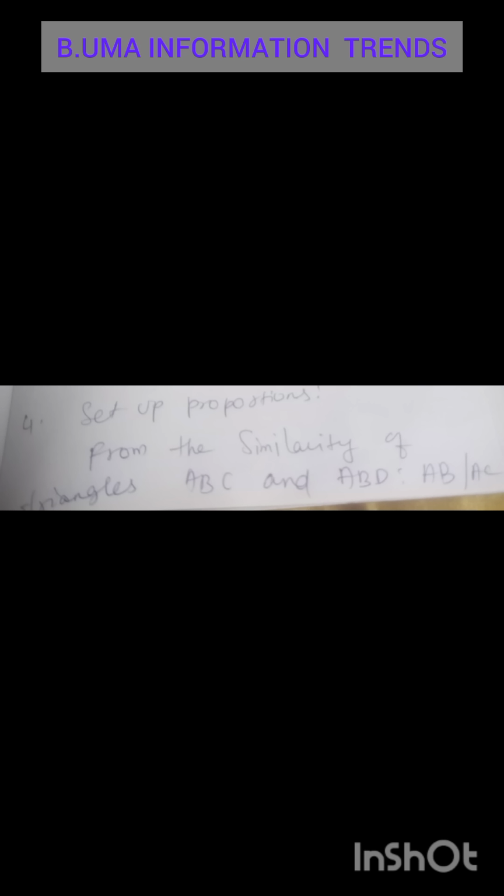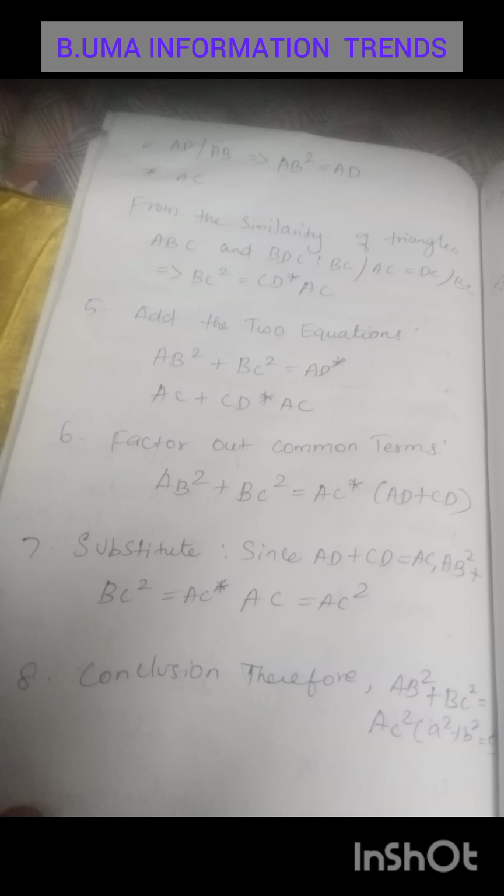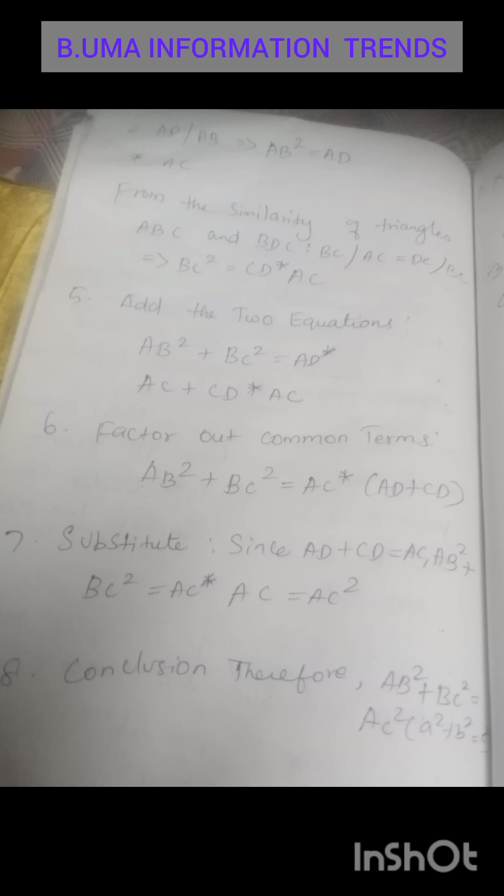The Pythagorean theorem states that in a right-angled triangle, the square of the hypotenuse, the longest side, is equal to the sum of the squares of the other two sides. This is represented by the formula a square plus b square equal to c square, where c is the hypotenuse and a and b are the other two sides.